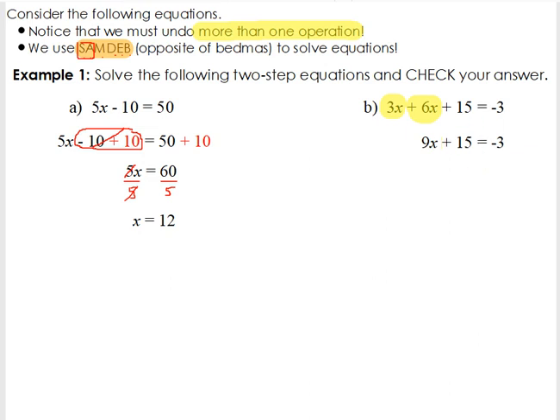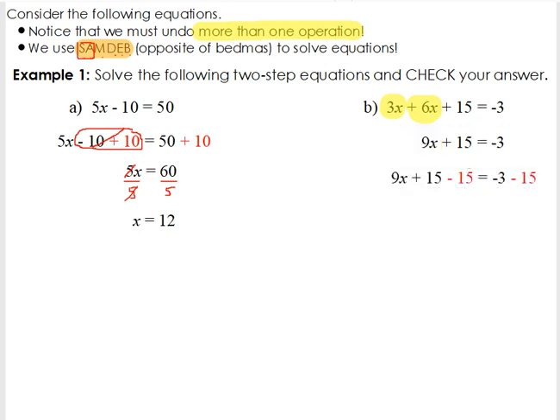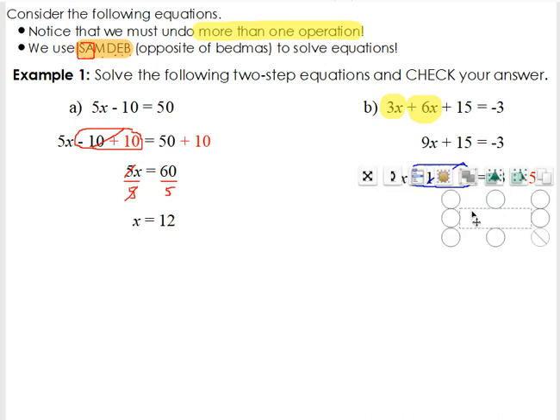So in order to get rid of a plus 15, we're going to subtract 15 from both sides of the equation. So we took away 15 from the left side. We also took away 15 from the right side. So again, this will always end up being 0 here, right? Plus 15 minus 15 is 0. It's gone. So on the left side, we're just left with 9x. And on the right side, I'm going to pull out a calculator because I always mess these ones up. Negative 3, take away 15 is negative 18. Okay, negative 18.